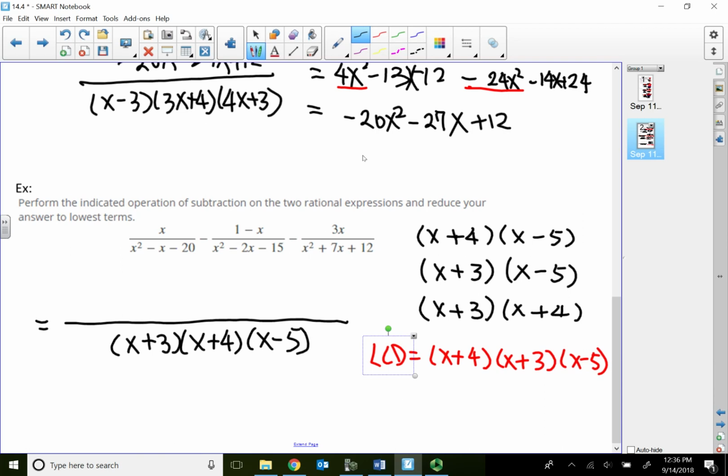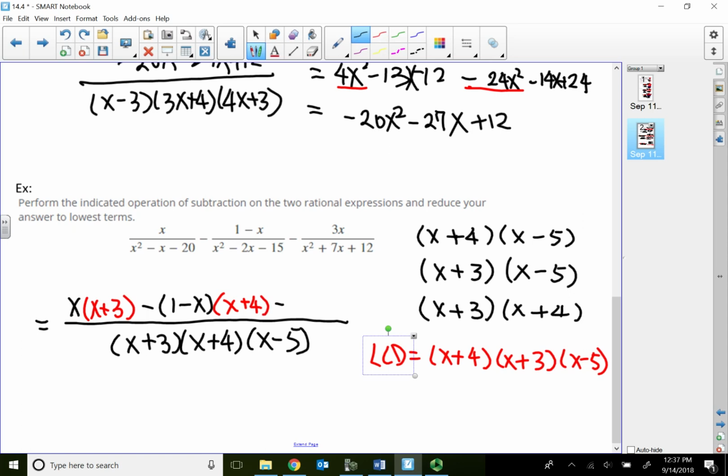All right, so let's check it out. My first denominator versus my LCD. What does the LCD have that the first denominator does not have? It's missing an x plus 3, so we take that times my numerator x. All right, minus 1 minus x times my second denominator compared to the LCD is missing the x plus 4, so we take the x plus 4 times my numerator 1 minus x.